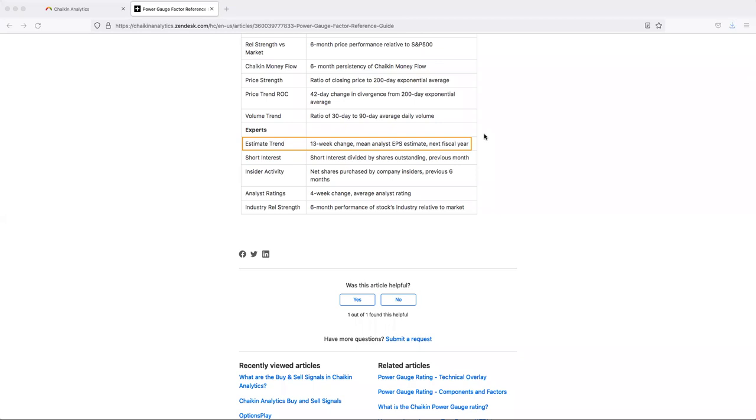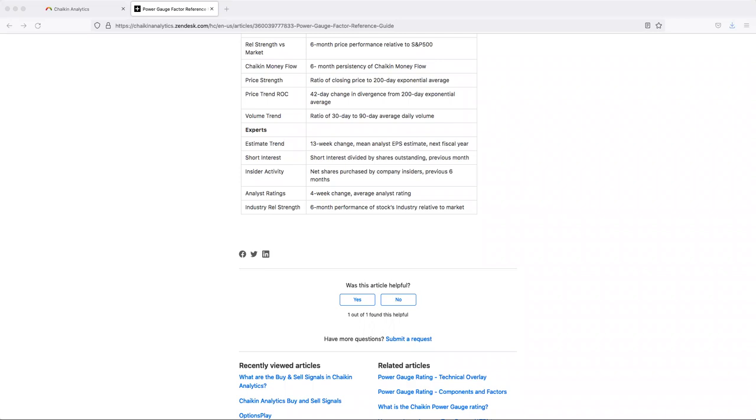Does that make sense? Right? When we show earnings per share estimates and changes, et cetera, in Chaikin Analytics, these are not our estimates. These are the mean, the average estimates of public analysts, right? So we're looking at the estimate trend here, the change in the last 13 weeks.